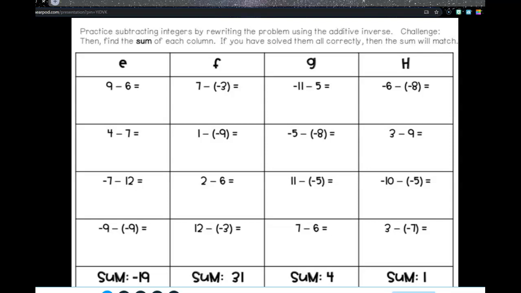Okay, so who had a question on one of these problems? Malachi, was it you? Yes. The 9 minus 6? Yes. And you can see my board right now? Yes, I can. Okay, cool. All right.